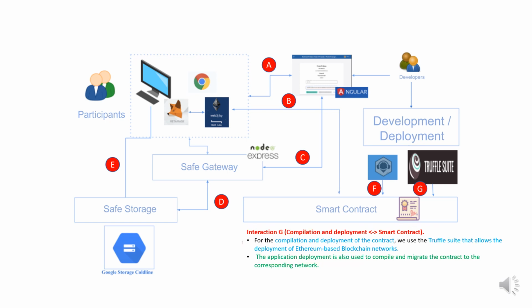And interaction G, compilation and deployment, and smart contract. So for the compilation and deployment of the smart contract, the Truffle suite was actually used, and that allows the deployment of Ethereum-based blockchain network. The application deployment is also used to compile and migrate the contract to corresponding network.